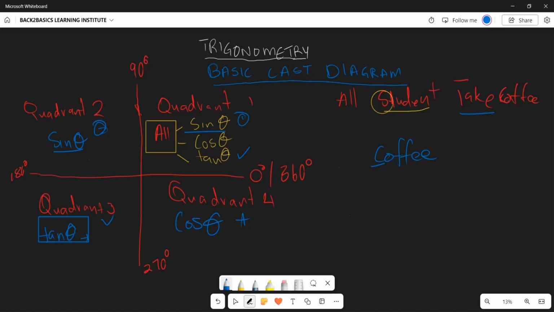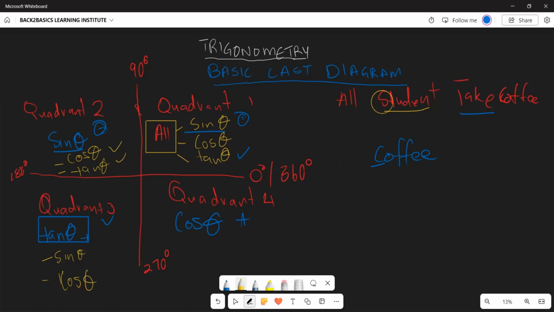Now, I want us to understand this CAST diagram also. So what does this mean? This basically means here your cos of theta is going to be negative, and your tan of theta here is going to be negative, right? So their ratios are going to be negative. Similarly here, the ratio of sine of theta is going to be negative, and also the ratio of, let's say, cos of theta is going to be negative.